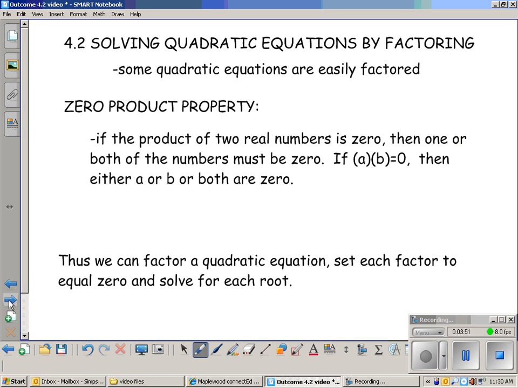We're going to use something called the zero product property. It says if the product of two real numbers is 0, then one or both of the numbers must be 0. So if a times b equals 0, then either a or b or both are 0. We're going to factor quadratic equations, set each factor equal to 0, and then solve for the root.